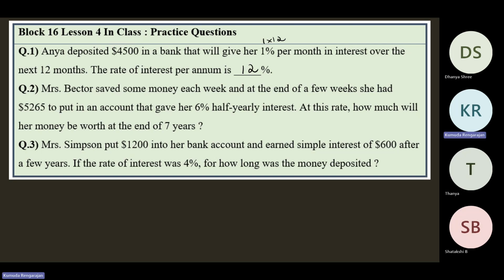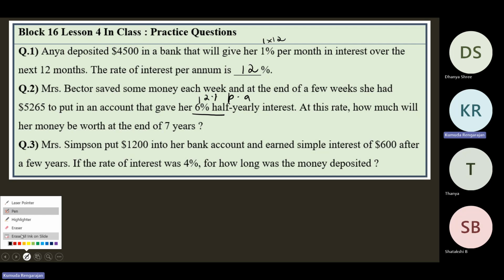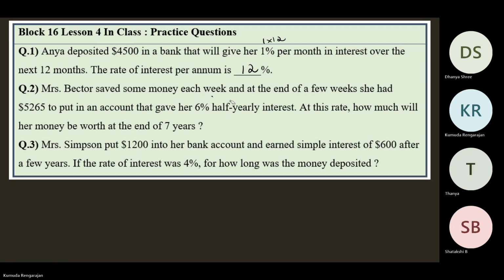And what's the interest? 6% half yearly interest. No, we don't want for half year. We want per annum. So it will be 12% per annum, because for half a year, 6 months, it is 6%. So for 1 year it will be 6 plus 6, 12%. So you know the principal, you know it is 12% per annum, and you know the time.